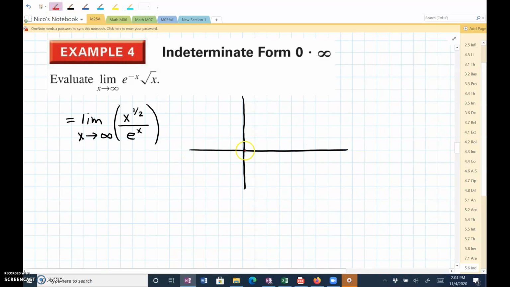The square root function looks like this. So you can see here for this function, as x goes to infinity, the square root of x would also go to infinity. So the numerator would be infinity.